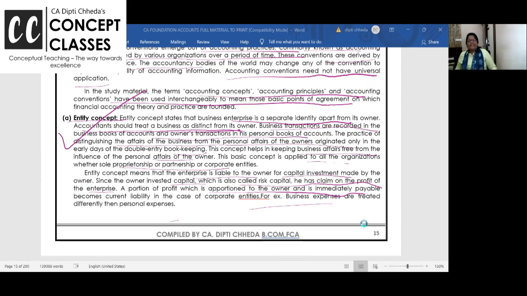All clear, ma'am. Fine. So business entity concept is what? Business is separate and your personal entity is separate. The business entity is separate and your personal transactions are separate. Even if personal transactions are routed through business, treat it and debit it as drawings and not as expense. Done. Next, now we will go to the next one.